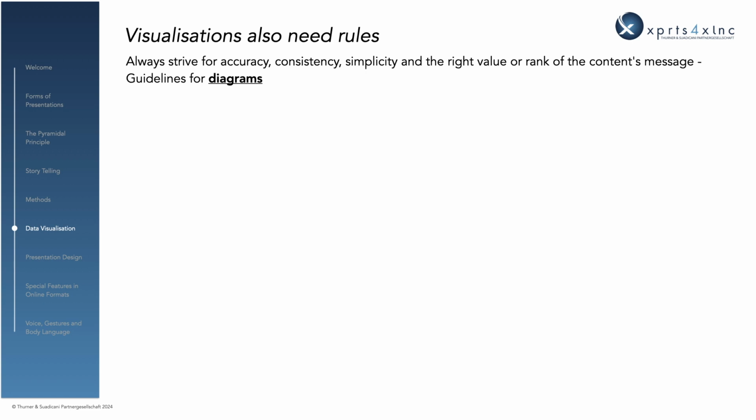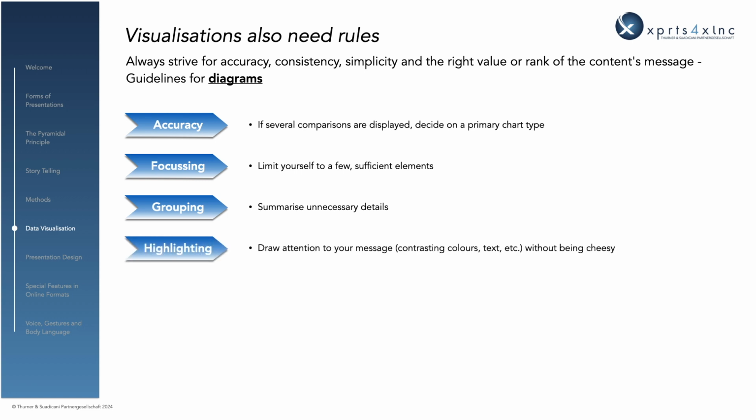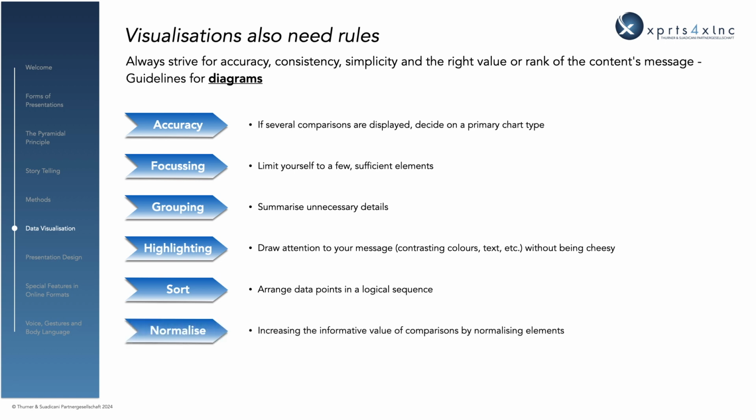Now let's come to the guidelines for diagrams. Accuracy. If several comparisons are displayed, decide on a primary chart type. Focusing. Limit yourself to a few, sufficient elements. Grouping. Summarize unnecessary details. Highlighting. Draw attention to your message, contrasting colors, text, etc., without being cheesy. Sort. Arrange data points in a logical sequence. Normalize. Increasing the informative value of comparisons by normalizing elements. Scaling. Be careful when scaling axes. Choose scaling so that the message is supported.